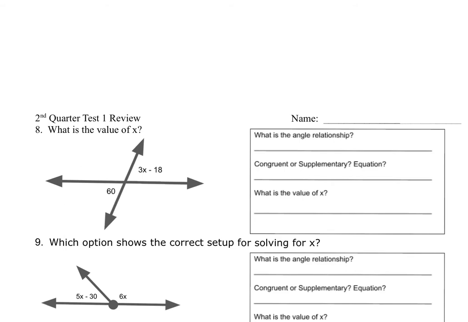So the angle relationship here, they are directly across from each other, which means they are vertical angles. Vertical angles are always going to be congruent, which means that our equation should look like part equals part. So now we're going to go ahead and set up and solve this.